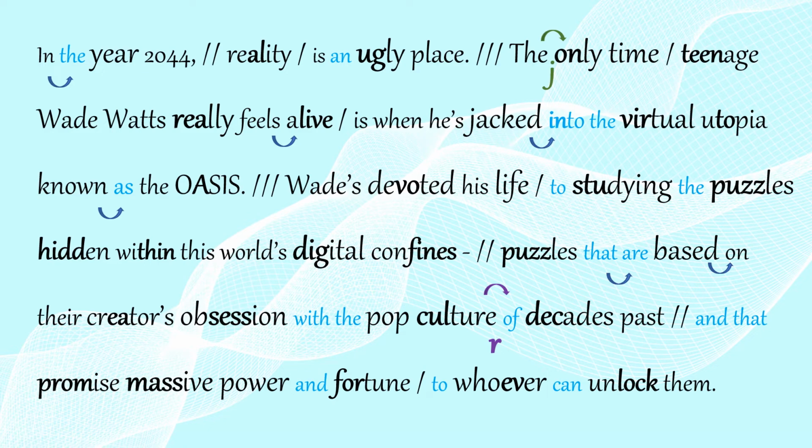In the year 2044, reality is an ugly place. The only time teenage Wade Watts really feels alive is when he's jacked into the virtual utopia known as the Oasis. Wade's devoted his life to studying the puzzles hidden within this world's digital confines. Puzzles that are based on their creators' obsession with the pop culture of decades past and that promise massive power and fortune to whoever can unlock them.